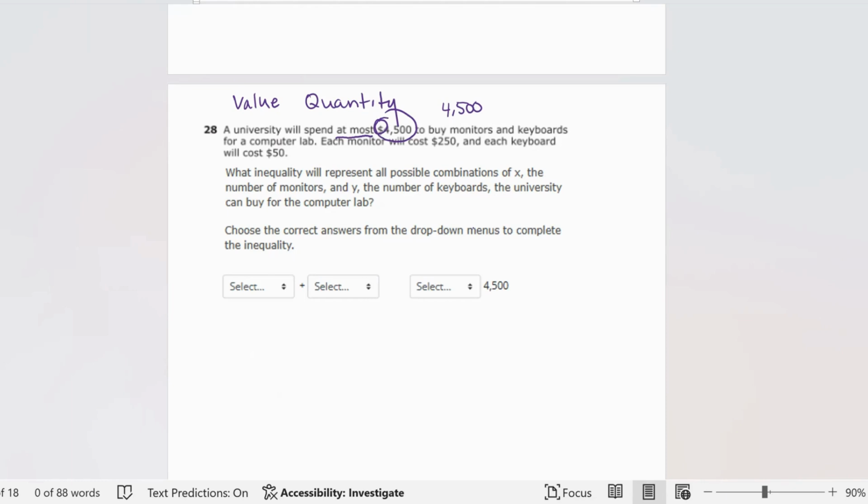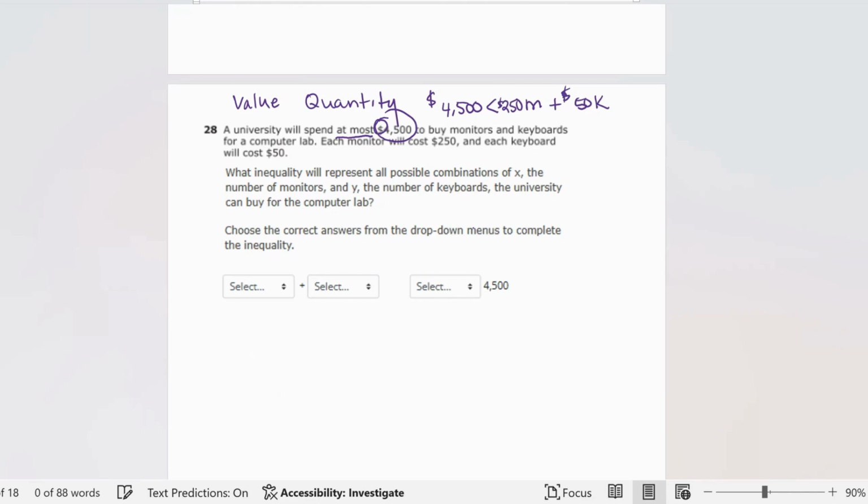So we're going to write less than. To buy monitors and keyboards: monitors plus keyboards. We don't know the dollar sign, okay? But we already know the first dollar sign, the value. Each monitor will cost $250. So this is 250. And then each keyboard will cost $50. All right. So we get the values, okay?